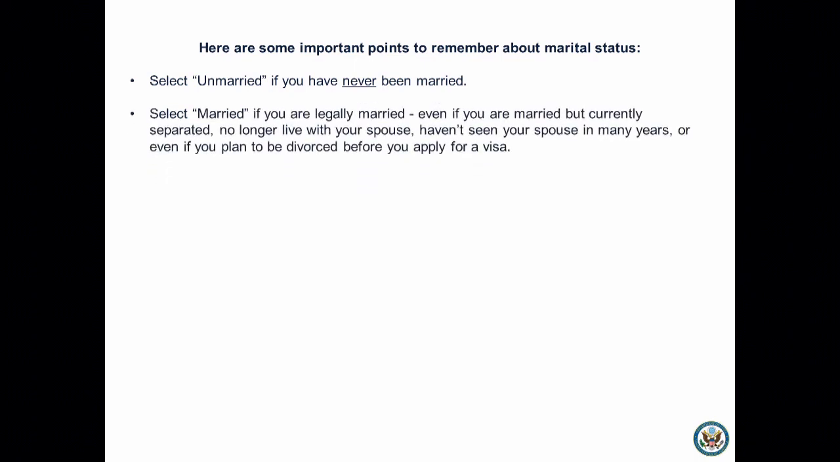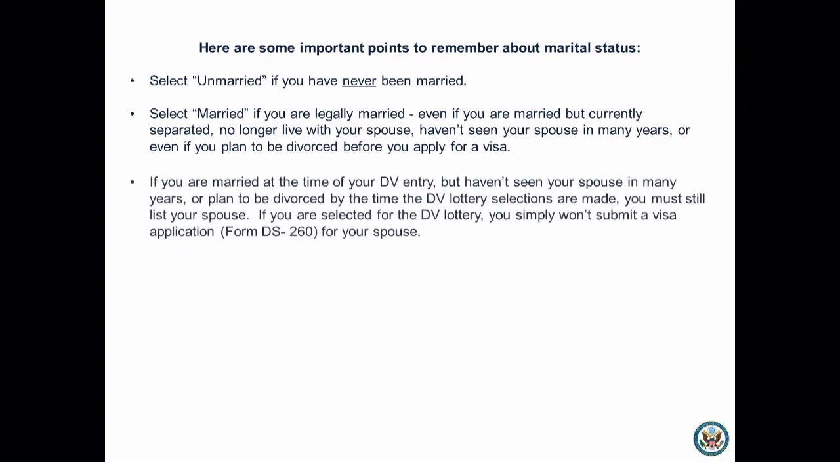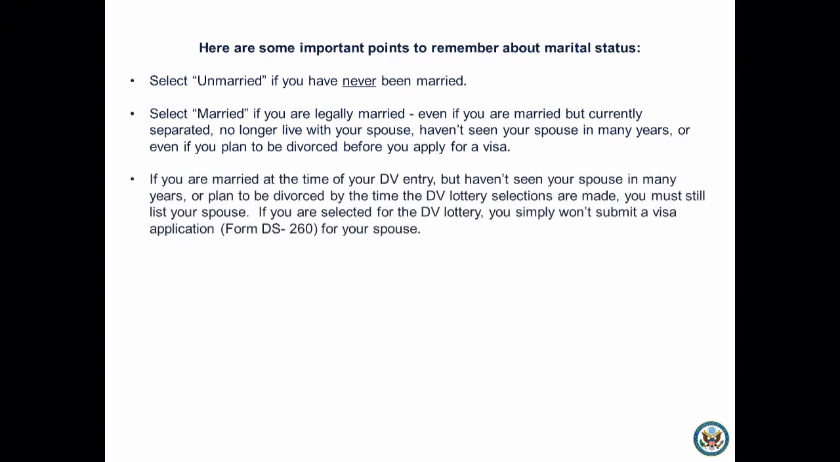Select married if you are legally married, even if you are married but currently separated, no longer live with your spouse, haven't seen your spouse in many years, or even if you plan to be divorced before you apply for a visa. If you are married at the time of your DV entry, but haven't seen your spouse in many years, or plan to be divorced by the time the DV lottery selections are made, you must still list your spouse. If you are selected for the DV lottery, you simply won't submit a visa application, Form DS-260, for your spouse.